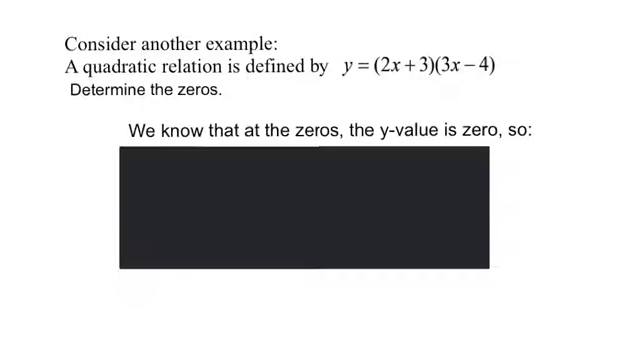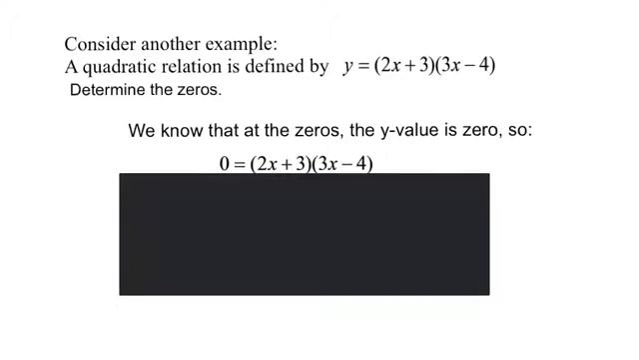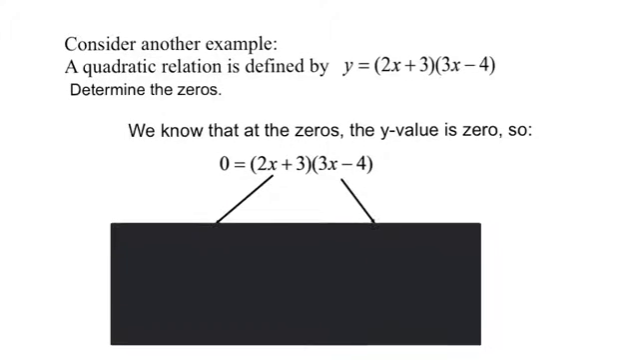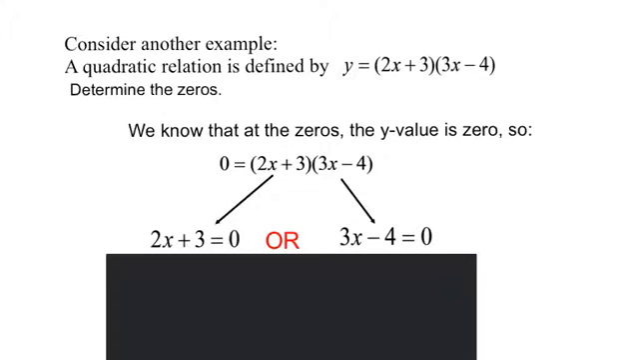We know that at the zeros, the y value is 0, so we set y equal to 0. And because of our rule of zeros, we can take each of these terms and set them equal to 0, like so.